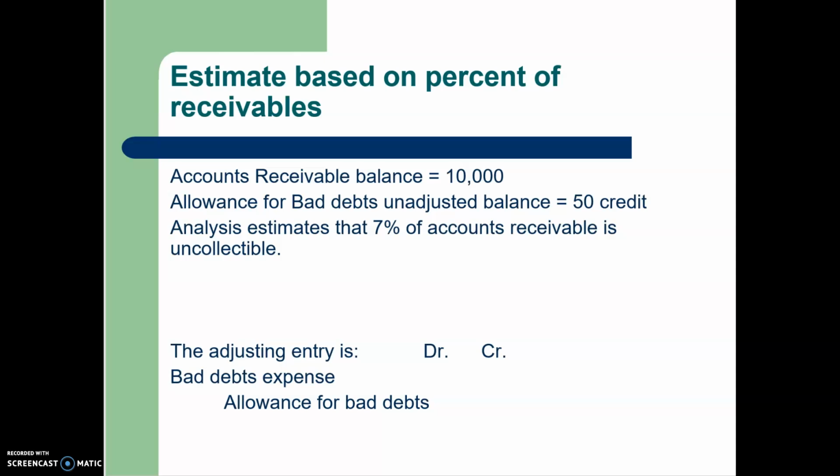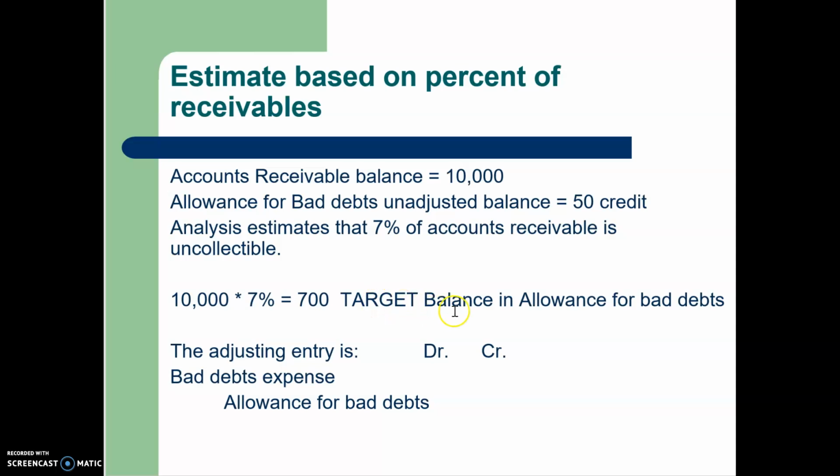And the way we get the amount of the entry is we first take the accounts receivable balance, multiply it by the estimated percentage. So 700 is the amount of accounts receivable we don't think we're going to collect. That is what the target balance is in the allowance for bad debts. That's the amount we want to have as a balance in allowance for bad debts. Well, we can see we're told allowance for bad debts has a $50 credit balance.